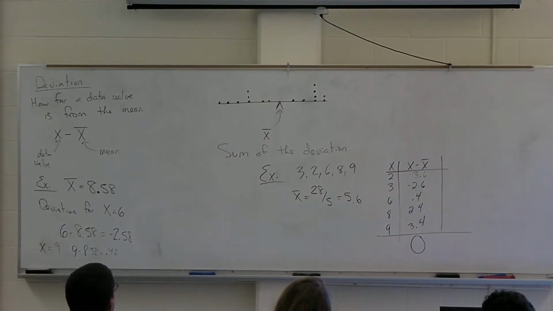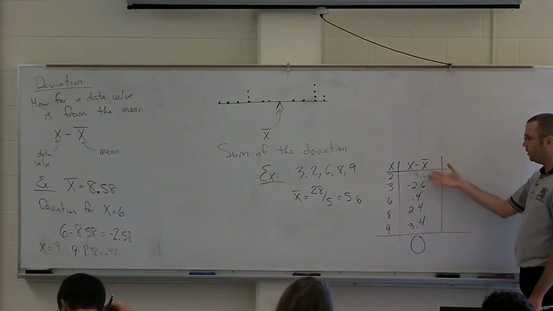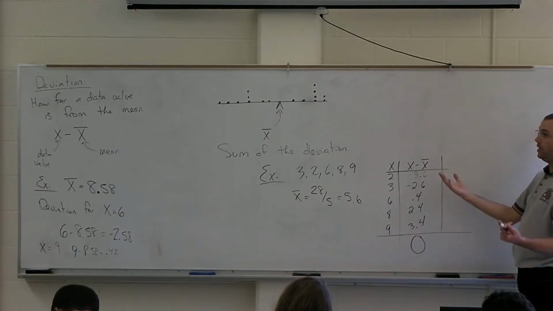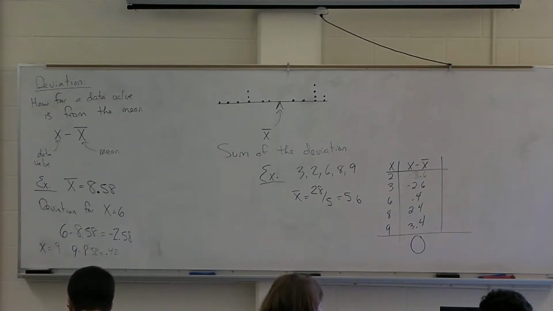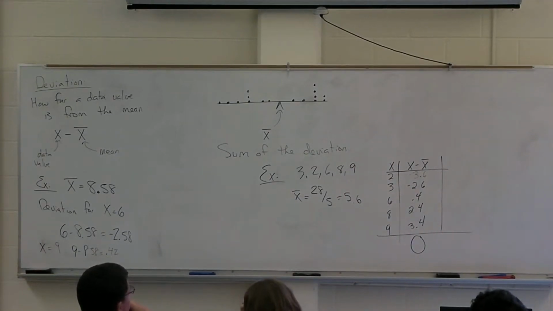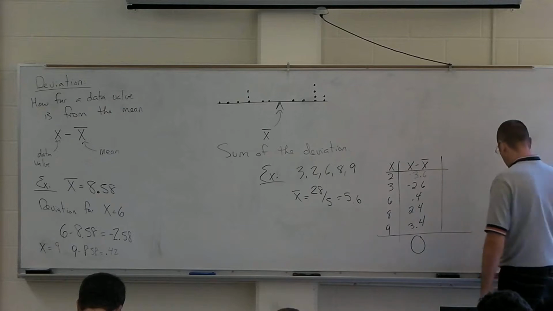Well, maybe this notion of the deviations is not going to be a very useful one. If all of these things add up to 0, I can't really use these to talk about how spread out my data is. Well, you're right. We can't use these to figure out our spread, because some of these are negative, some of them are positive, and when we add them all together they cancel. So let's try something different.